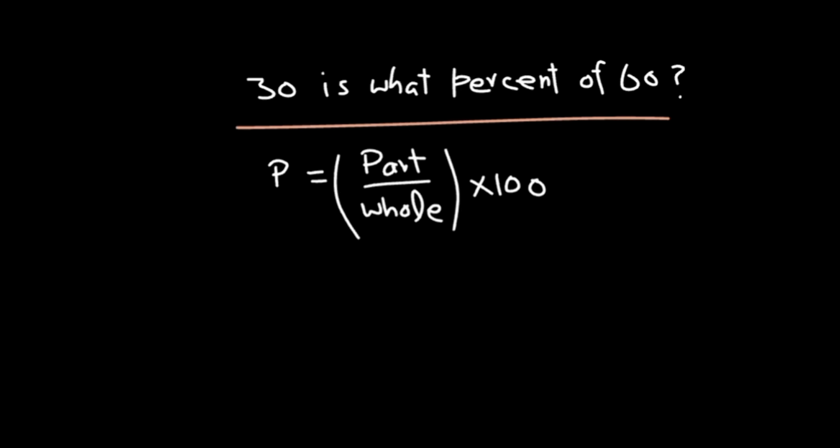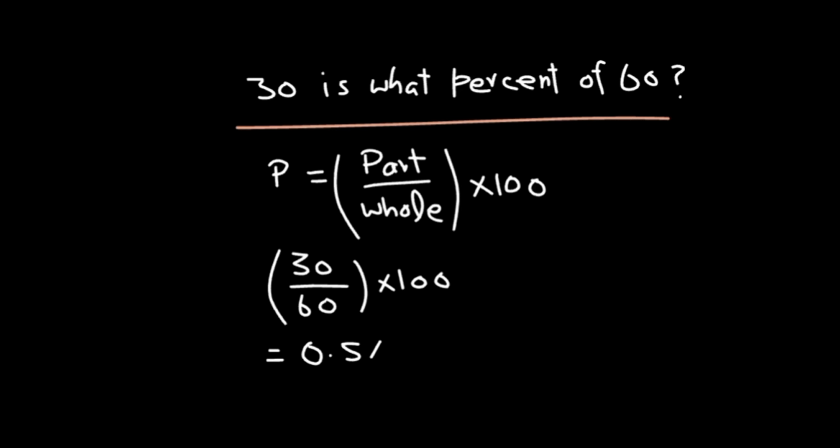30 is what percent of 60? So we have 30 over 60 multiplied by 100. It is equal to 0.5 multiplied by 100. That is equal to 50%.